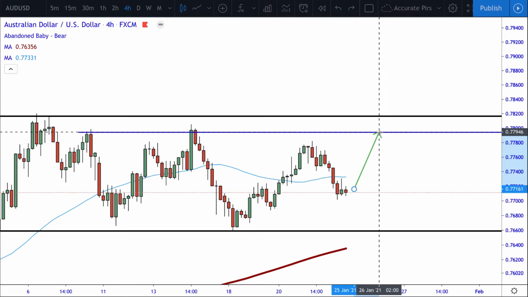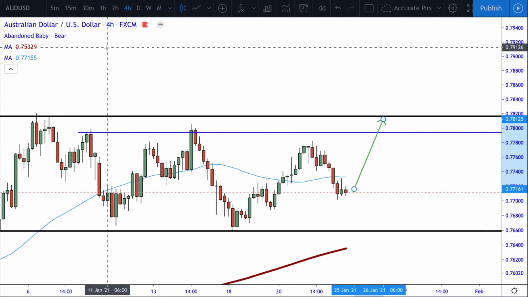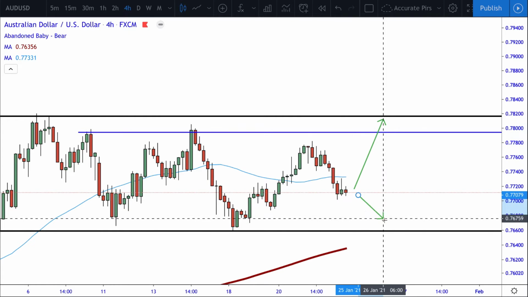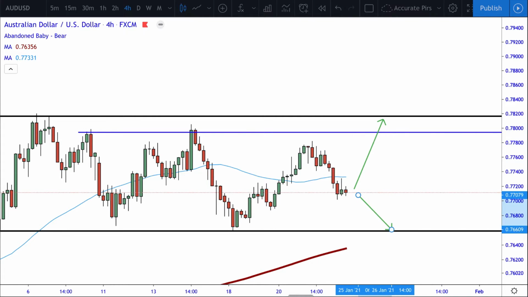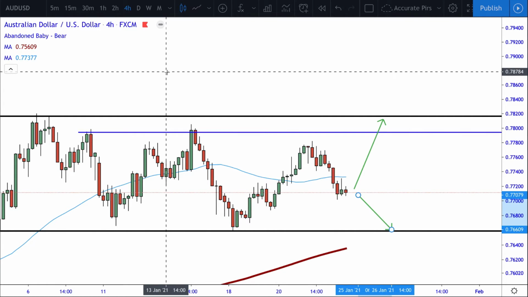If it does break this temporary support level, then I'll look to see how price will react around my major resistance level just right here. So that is 2 scenarios I'm waiting to happen on AUD USD. I'm just gonna wait patiently for the market to get to those price levels and see how it reacts. So that's my first pair I've got my eyes on this week.